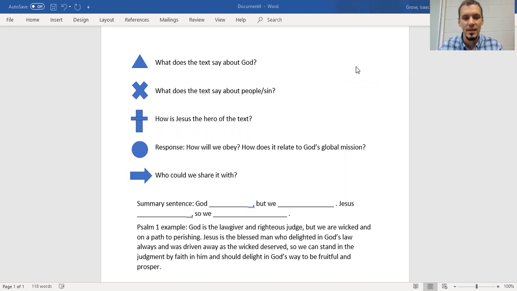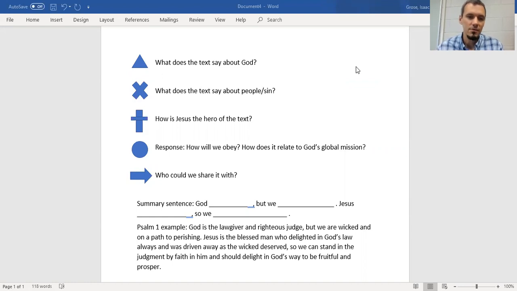sentence, for example. Now, for this example, we're going to use Psalm chapter 1. So if you'd like to, you could pause the video right here and read that passage, and then come back and we'll look at how we can answer these questions from that text and how we can summarize that as you see below.